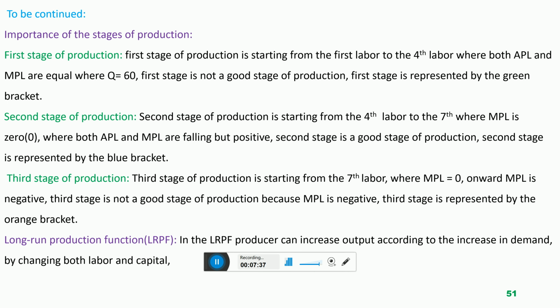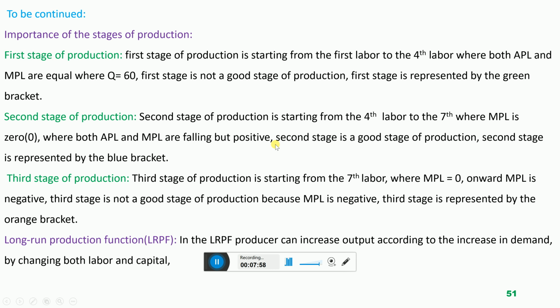The second stage of production starts from the 4th labor and ends at the 7th labor, where MPL is 0. Both APL and MPL are falling but positive. The second stage is a good stage of production, and it is represented by the blue bracket.